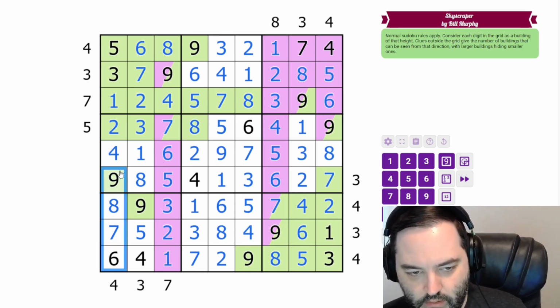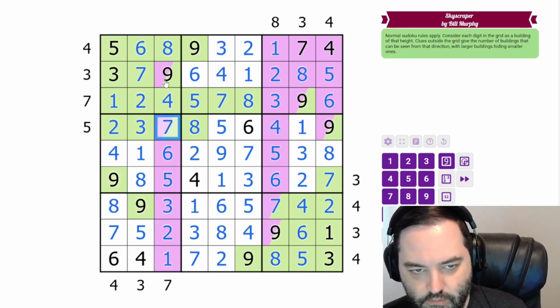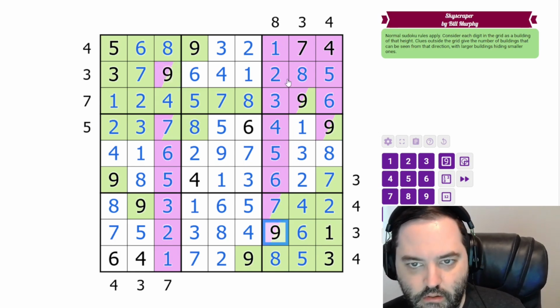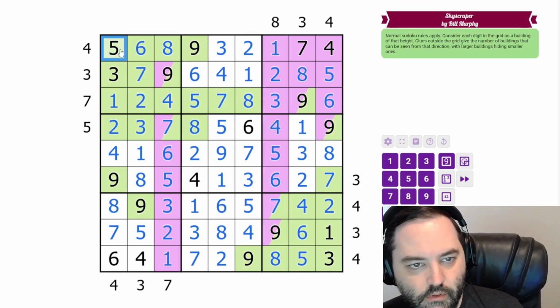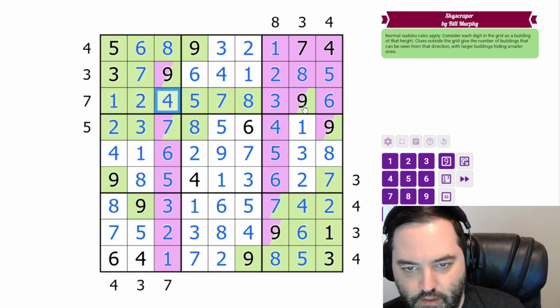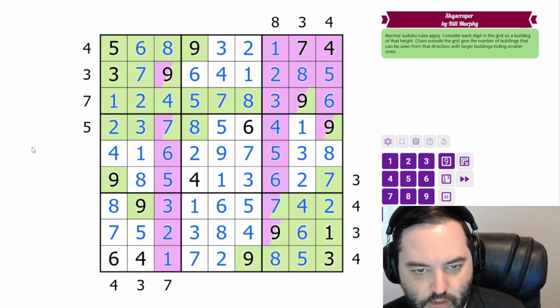6, 7, 8, 9 is our 4 clue. 4, 5, 9 is our 3 clue. 1, 2, 3, 5, 6, 7, 9. 1, 2, 3, 4, 5, 6, 7, 9. 7, 8, 9, 4, 5, 6, 9. That's all the columns. 5, 6, 8, 9 here. 3, 7, 9. 1, 2, 4, 5, 7, 8, 9. 2, 3, 7, 8, 9. 7, 8, 9. 2, 4, 7, 9. 1, 6, 9. 3, 5, 8, 9. So all of our clues are resolved, and that is the solution.